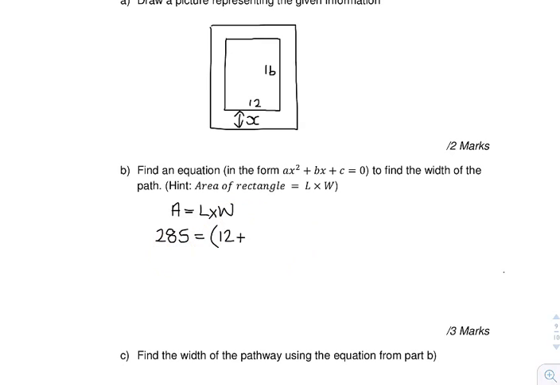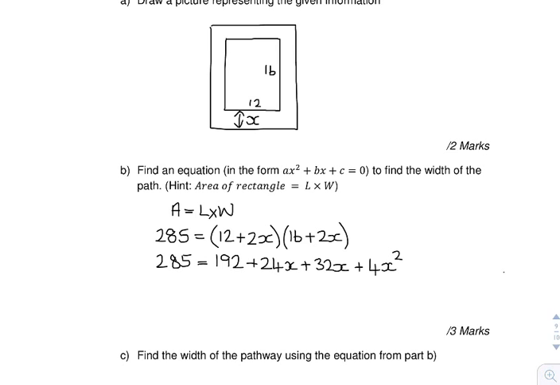So I have 12 plus 2x times 16 plus 2x. I'm going to expand this to give 285 equal to 192 plus 24x plus 32x plus 4x squared. Rearranging this, 0 is equal to 4x squared plus 56x minus 93. This is my end answer in the form of ax squared plus bx plus c equal to 0.